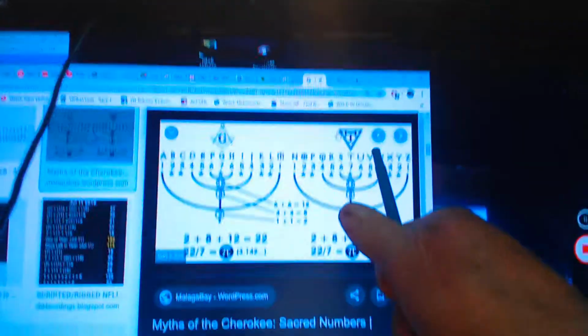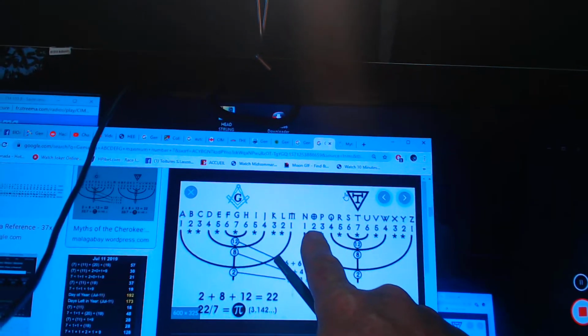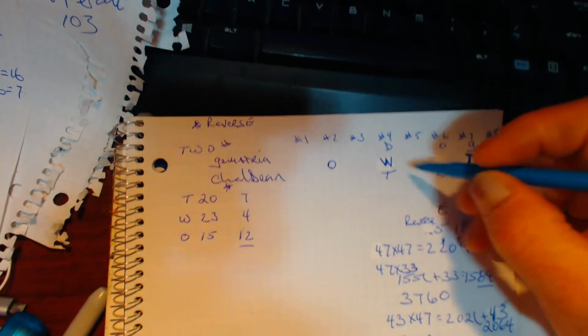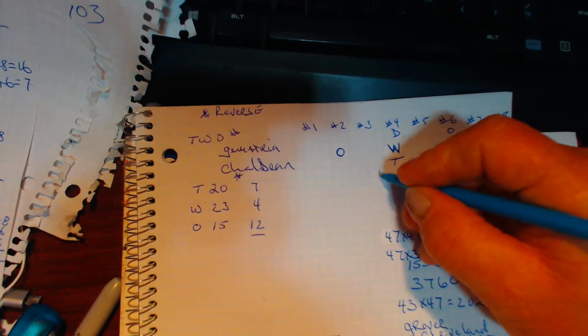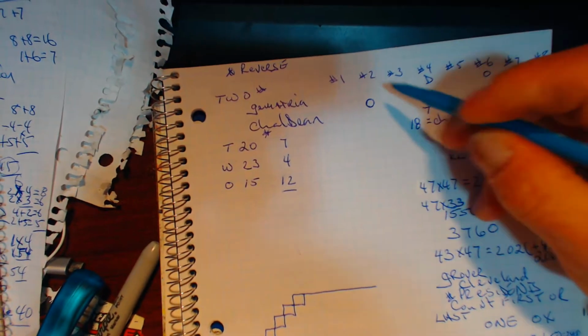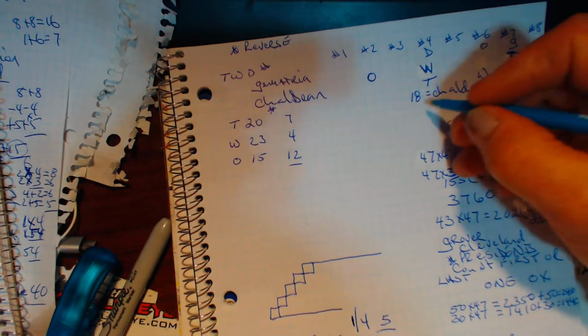T, and we have W is in the 4th, and we have O is number 2 over here. So we have O is number 2. So in Chaldean, we have 4, 6, 7 equaling 18, equals Chaldean. And in gematria, it's 7 and 4, 11, it's 13.